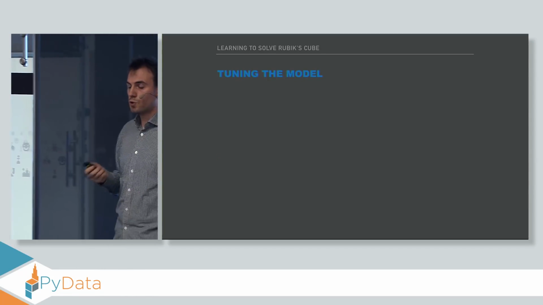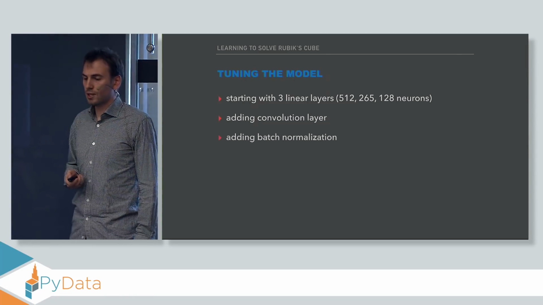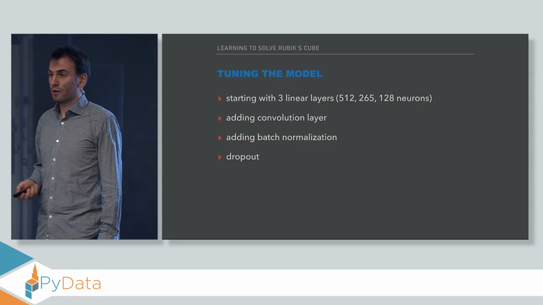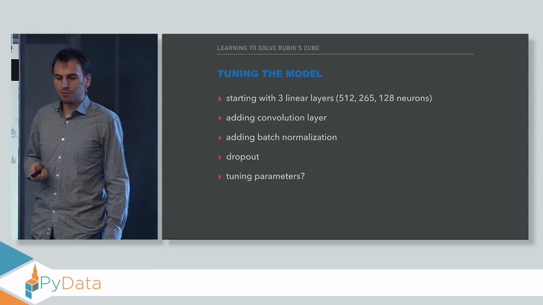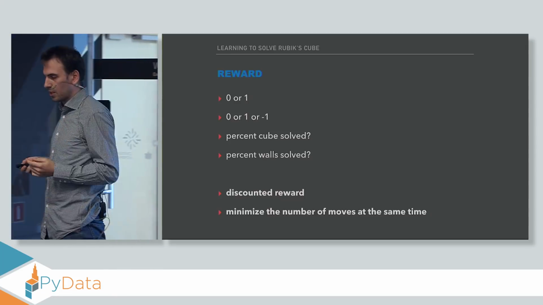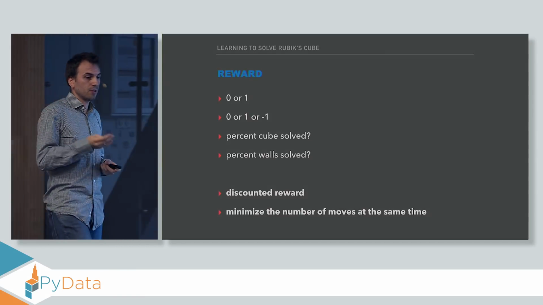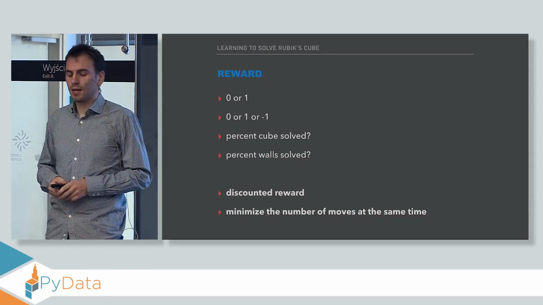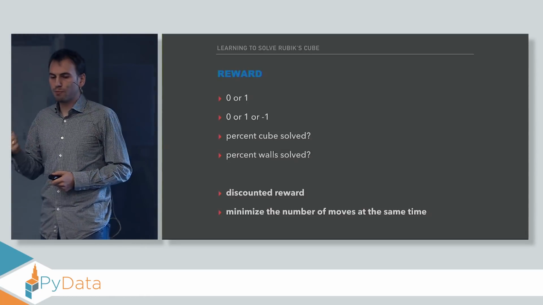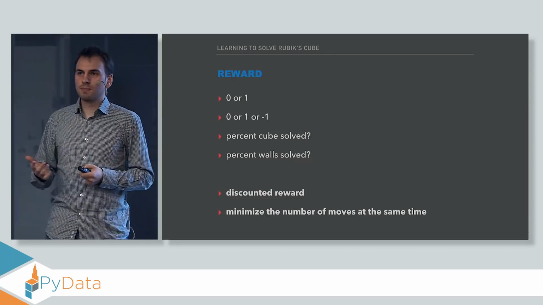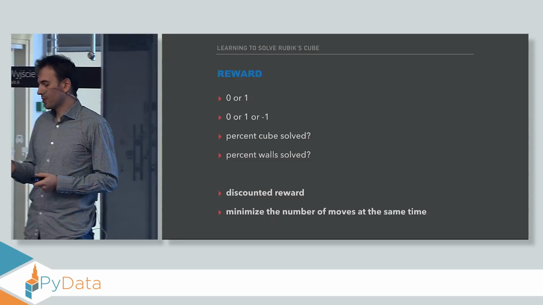Okay, so we can also think of tuning the model. Usually we start with 3 linear layers. We can try adding some convolution, some batch normalization, dropout. These are standard techniques you do for deep learning. You can also tune the parameters carefully. But after thinking a bit about it, it turns out that setting the rewards is more important. Because if I have only 0 or 1, the algorithm needs to learn 25 moves to get to the reward. That's clearly too many moves. So you try to add negative rewards with every step, or you want to think of how many percent of the cube you have solved.